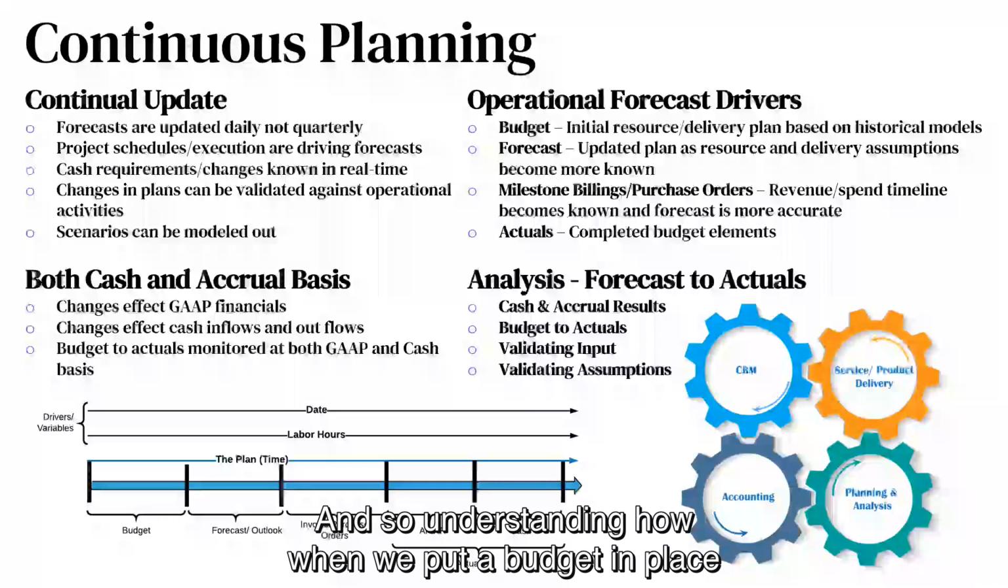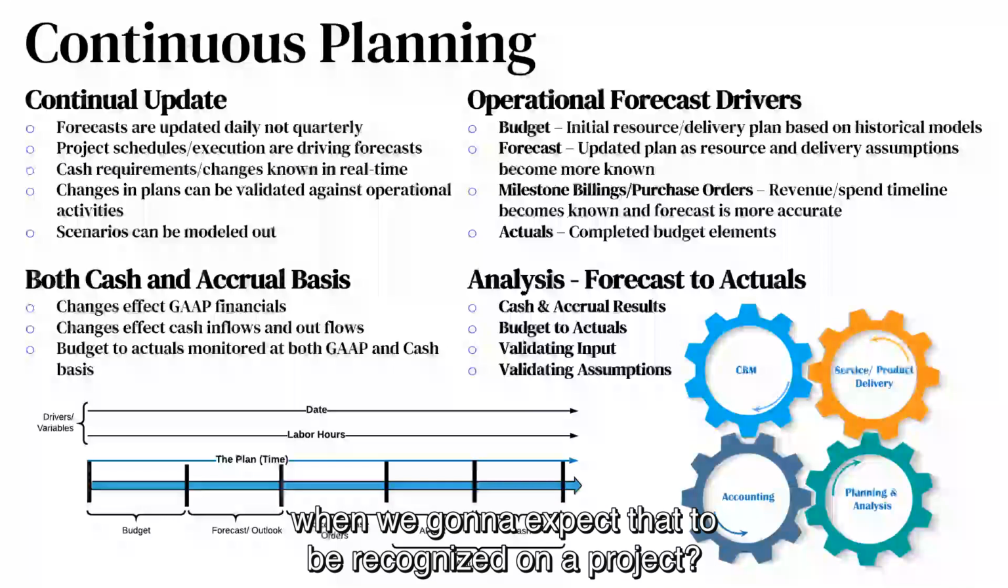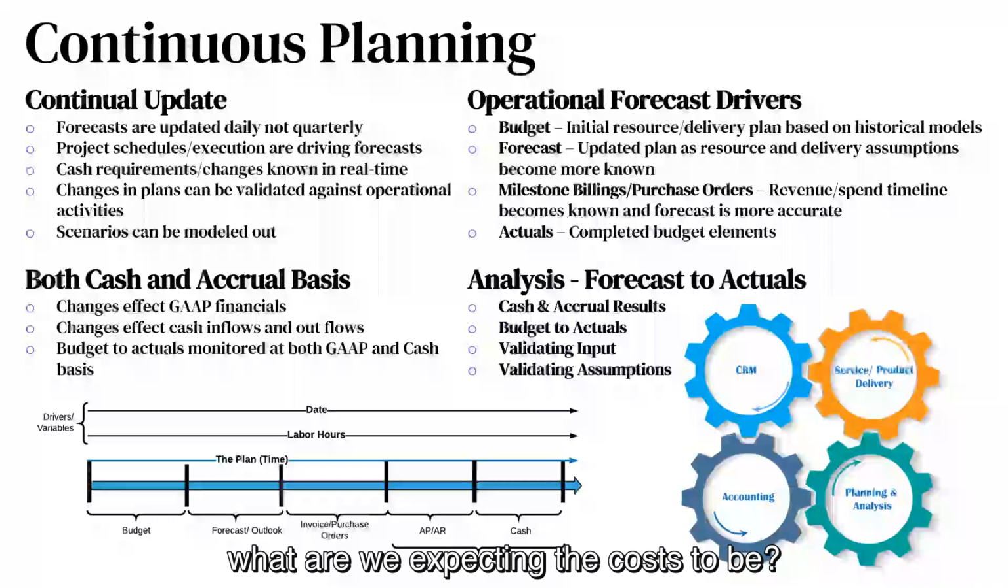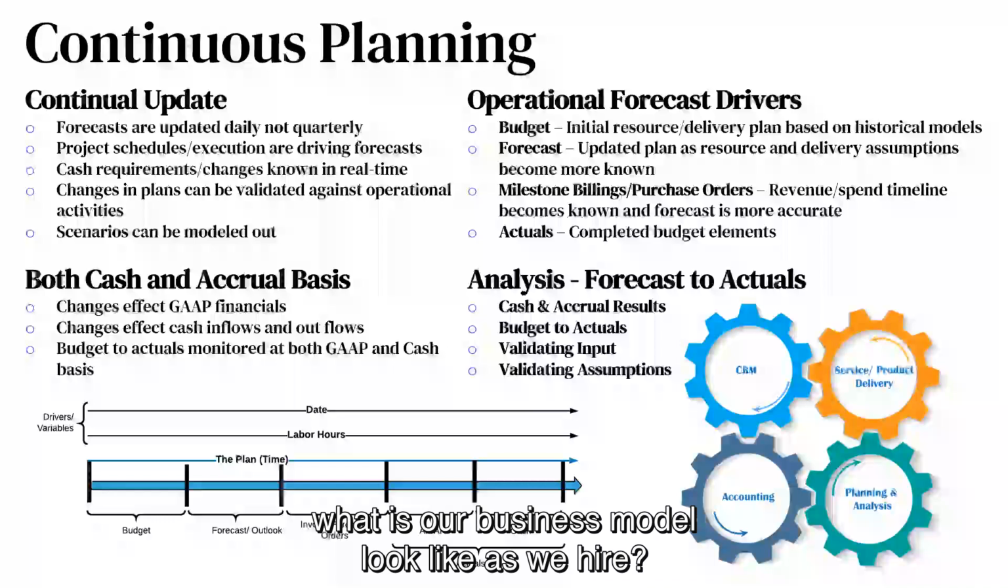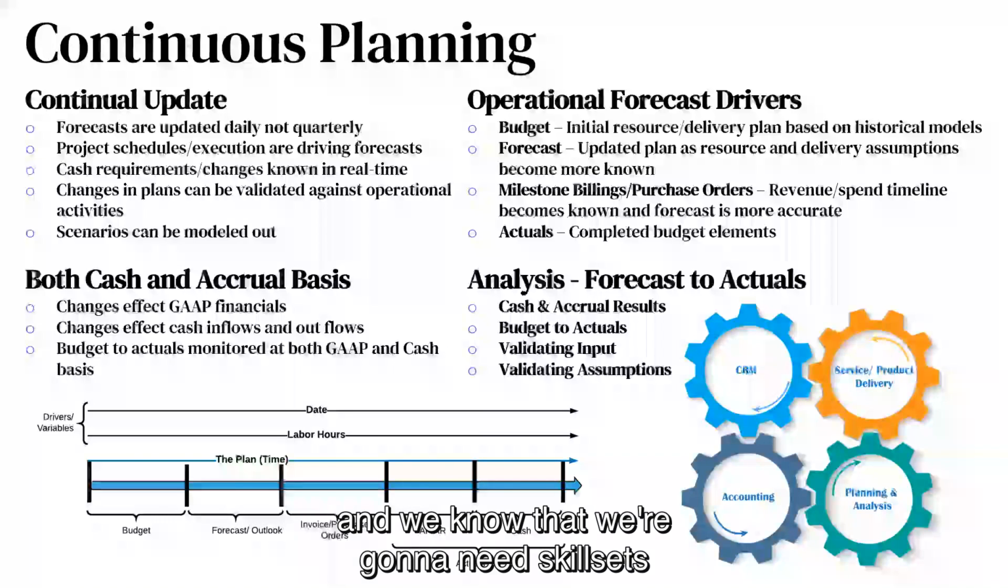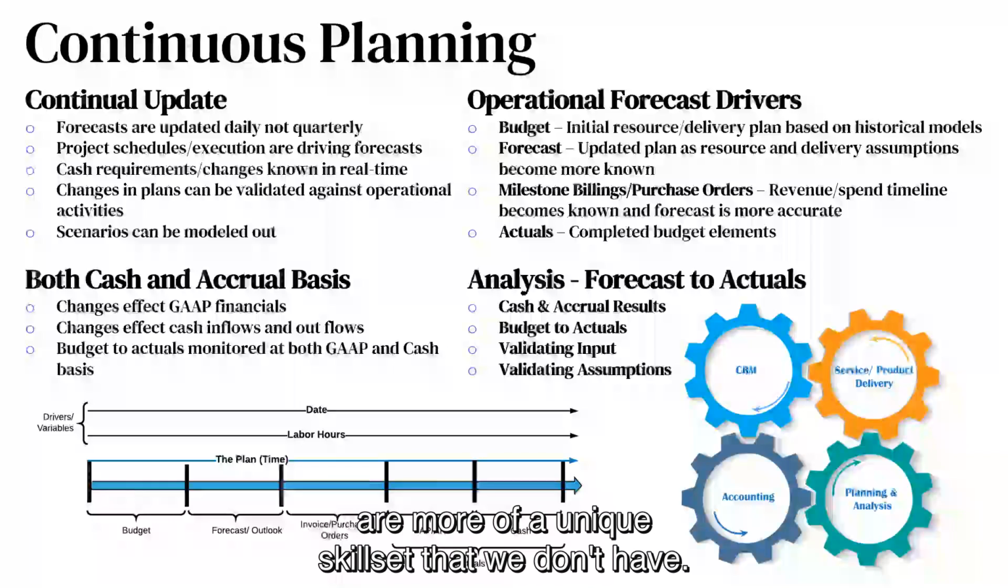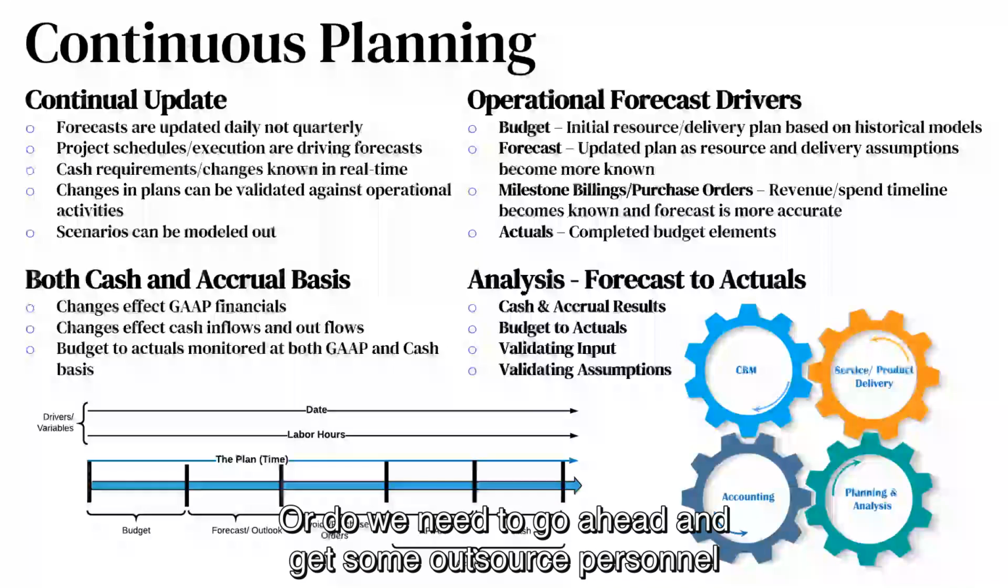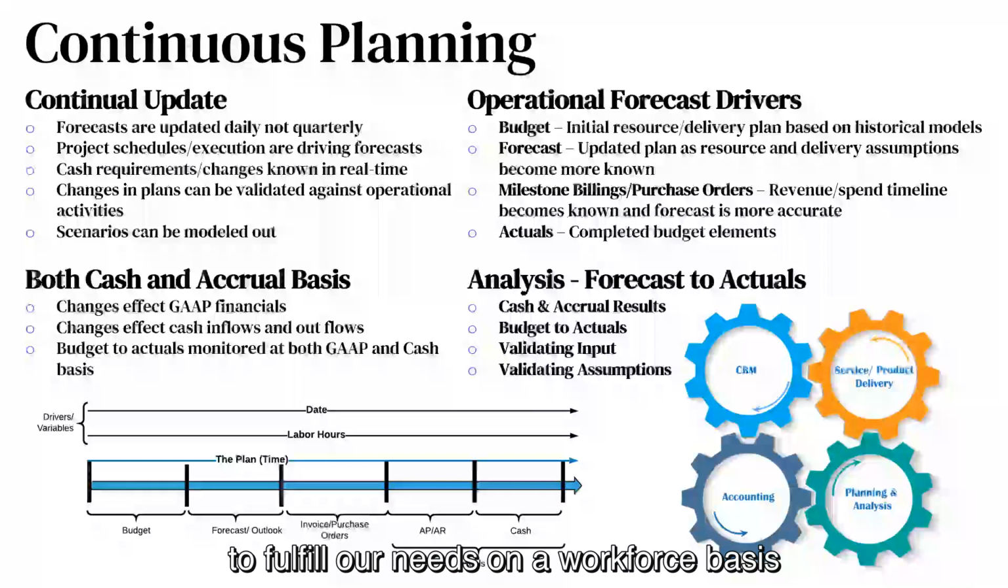And so understanding, when we put a budget in place, when we can expect that to be recognized on a project, what are we expecting the costs to be? What do we expect the revenue to come in, or the cash to come in? Or what labor are we going to need? Do we need to hire? What does our business model look like as we hire? Because we're starting to see a buildup and backlog, and we know that we're going to need skill sets because the project types that are flowing through are more of a unique skill set that we don't have. Or do we need to go and get some outsourced personnel to fulfill our needs on a workforce basis, as opposed to hiring an employee, which is a long-term investment?